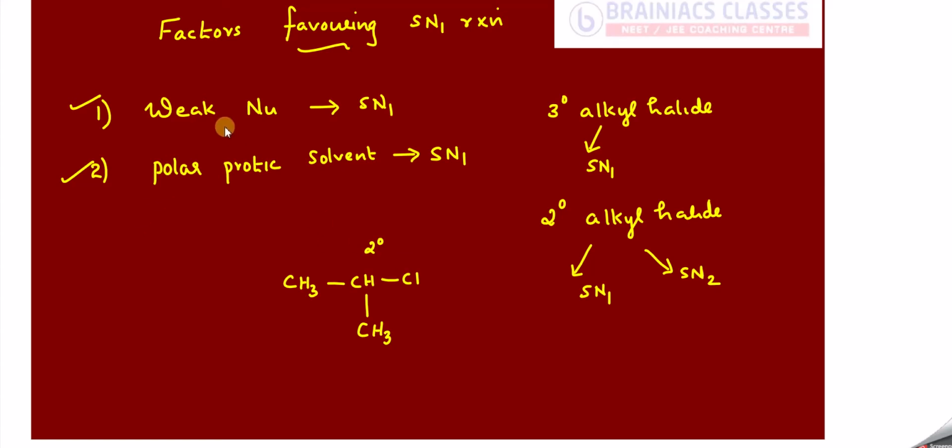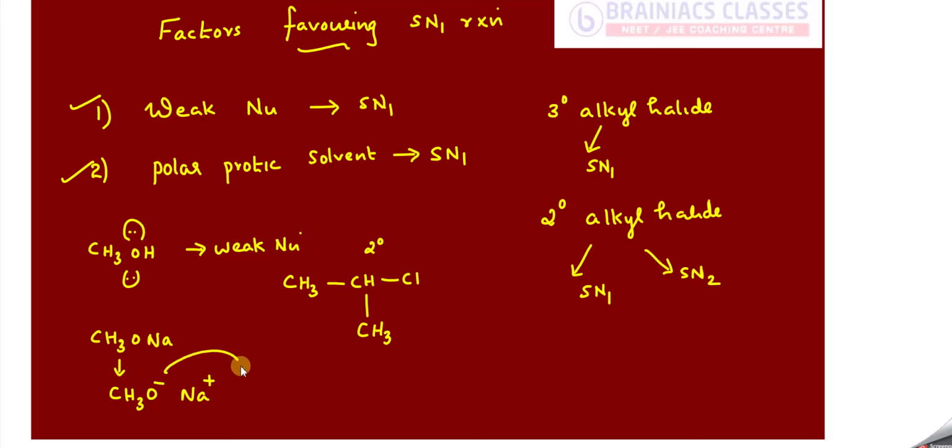If you are using a weak nucleophile, how will you know whether it's weak? For example, if you are given CH3OH, tell me whether it's a strong or a weak nucleophile. I know that oxygen has a lone pair, so I can say it is a weak nucleophile. Suppose the same compound is given as CH3ONa. Sodium is highly electropositive and oxygen is highly electronegative, so it will always be present as CH3O minus and Na plus. Then I can say CH3O minus is a strong nucleophile. Clear? This is how you need to understand.